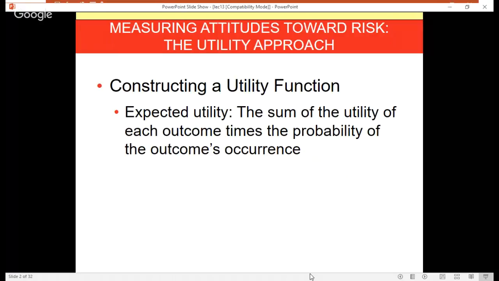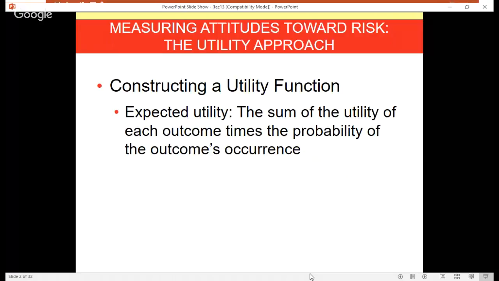Expected utility is the sum of the utility of each outcome times the probability of the outcome's occurrence. So I'll get a certain payoff if one state of nature occurs, and that payoff is going to give me utility. I take all of the expected values in the outcome, measure the utility in those cases, sum them up and do a weighted average according to the probabilities of each of those, and that'll give me my expected utility.